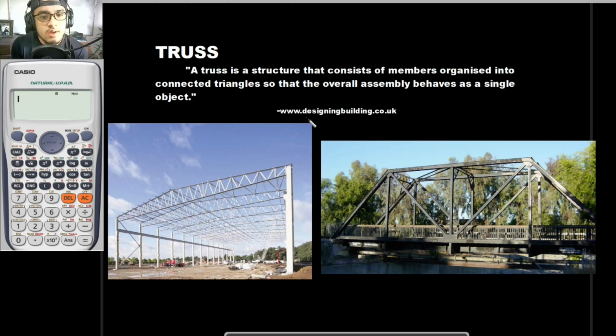As per the definition stated by designingbuilding.co.uk, a truss is a structure that consists of members organized into connected triangles. These structural members right here are what you would be calling trusses. It is organized into connected triangles. As you can see here, there is a triangle here, and there are also plenty of triangles there. It is also said that their overall assembly behaves as a single object. So this collection of members would behave as a single object.